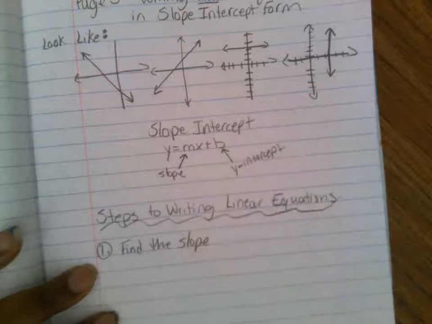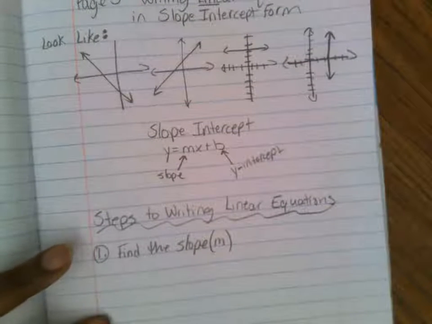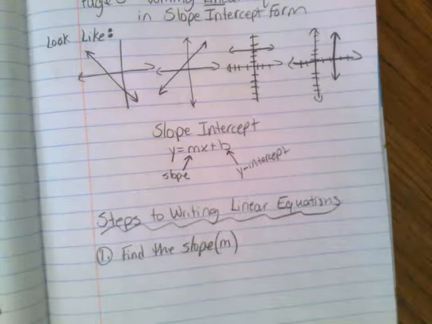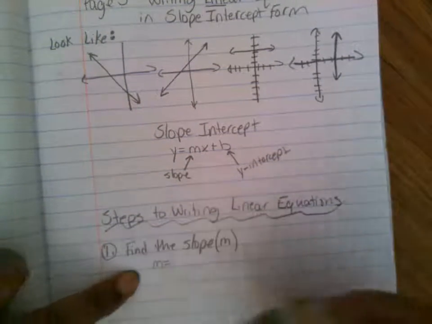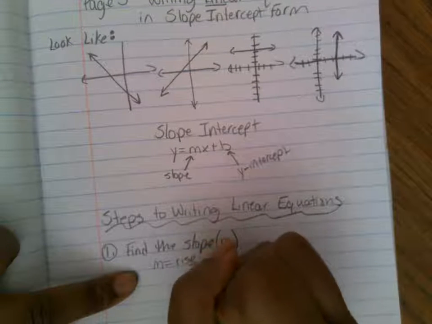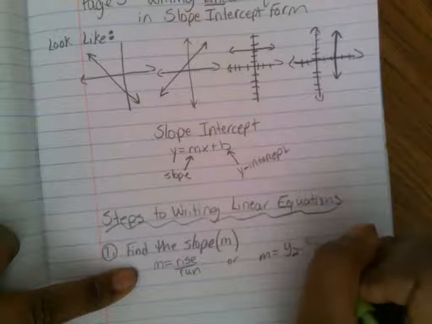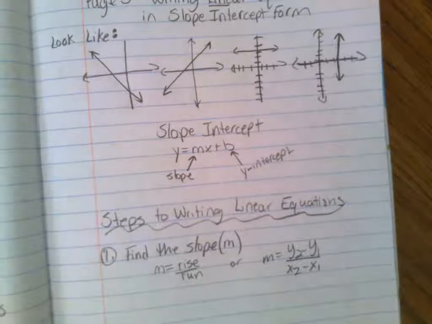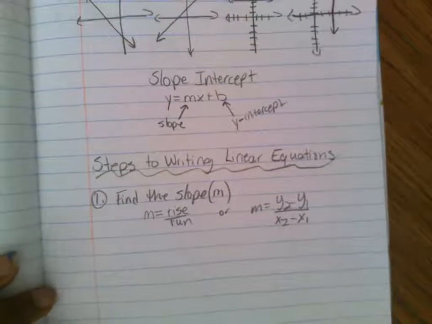Remember, slope and rate of change are synonyms. The letter for slope is m. There are 2 ways that you can calculate slope. One of them is m is equal to rise over run. The other formula for slope is y2 minus y1 over x2 minus x1. That is the other formula for calculating slope. I'm going to pause so you can write.